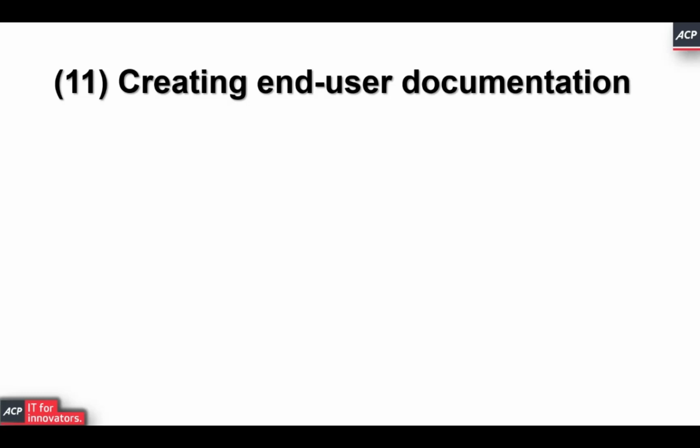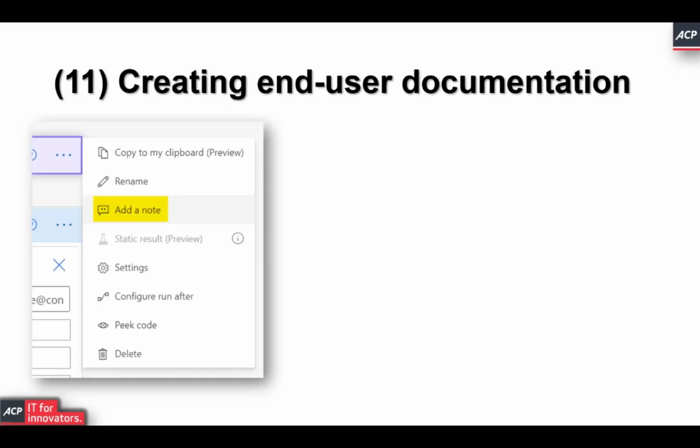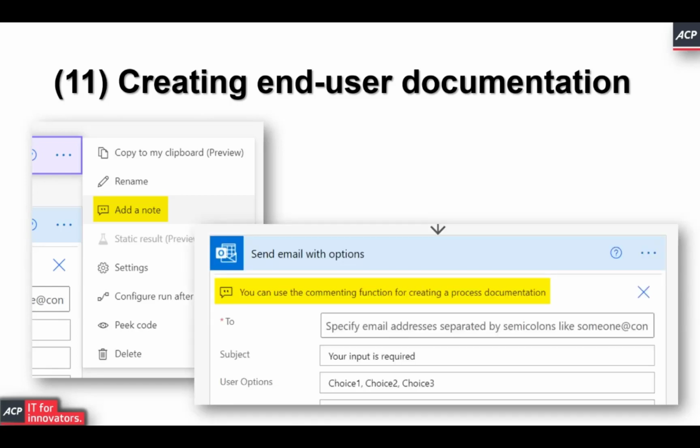Creating end user documentation. Usually when I create flows for my customers, of course, at the end of this, especially if we're working in the customer's tenant, documentation is a big thing. And what I've come to use a lot, just as I would with normal code, is adding notes and comments to each of my connectors to explain everything bit by bit. So make sure that your connectors are named properly to give an idea of what they do. B, add notes to explain what you did and why you did it. And this is a way you can use commenting functions for creating process documentation.